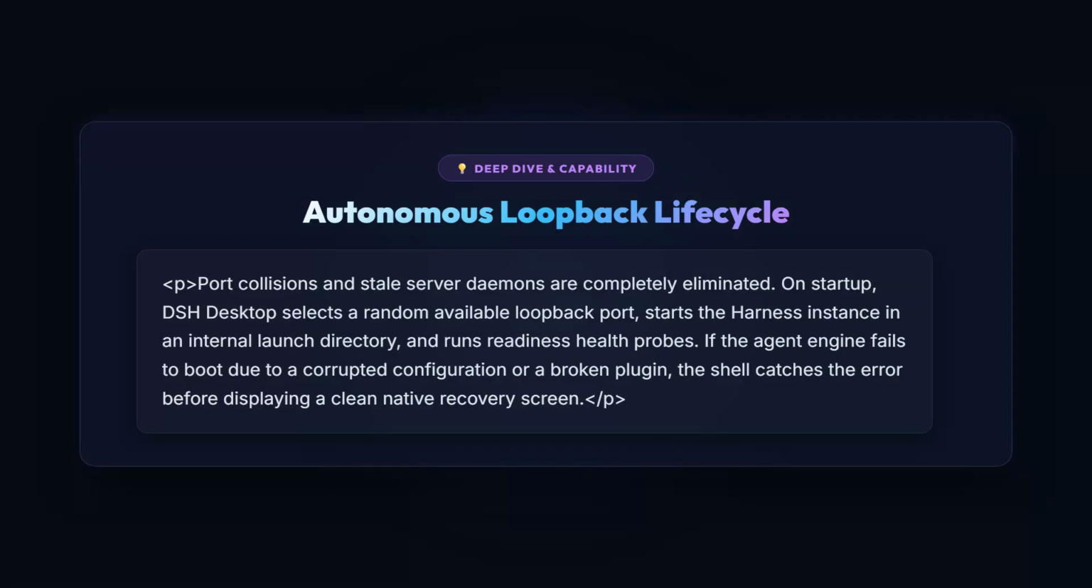On startup, DSH Desktop selects a random available loopback port, starts the Harness instance in an internal launch directory, and runs readiness health probes. If the agent engine fails to boot due to a corrupted configuration or a broken plugin, the shell catches the error before displaying a clean native recovery screen.